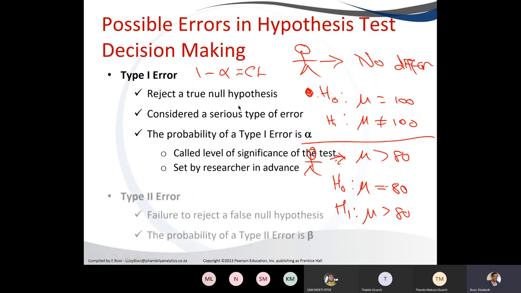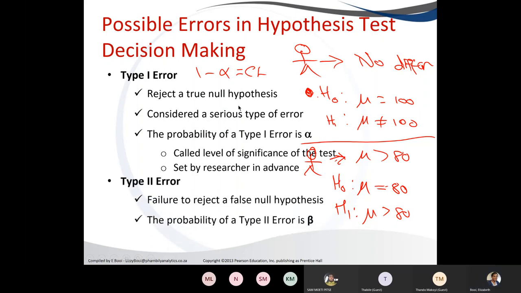The other error that can happen is when you fail to reject the false null hypothesis. Where does that happen? It happens here. This is my false null hypothesis. Remember, your null hypothesis is what the researcher wanted to prove, but the researcher wanted to prove that it's greater than, and the greater than cannot go into the null hypothesis. Therefore, I create a false null hypothesis in order for me to continue with the test. And if I do not reject that null hypothesis, therefore I am committing a type 2 error.